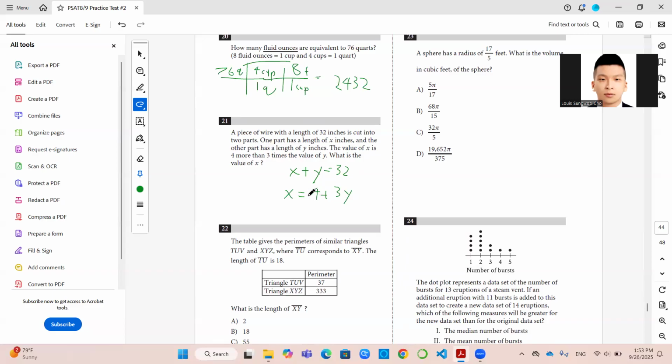This is simply solving system of linear equations. So if you solve it for x, you'll get 25.